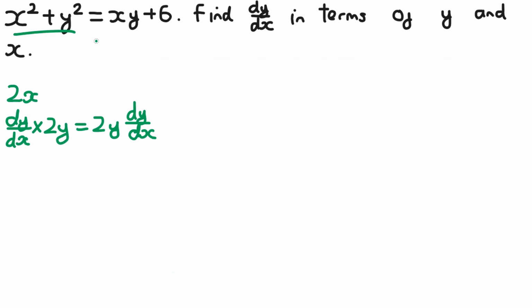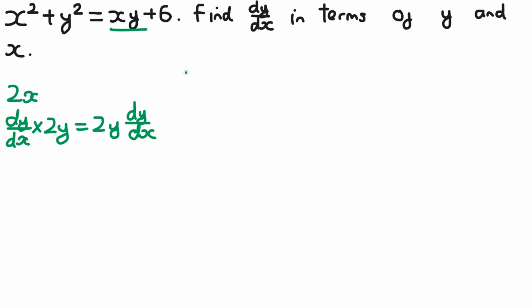So that's the terms on this side differentiated, and if we differentiate the terms on this side, if you differentiate xy, again, I've already gone through this in this video, we use the product rule. We say that u is equal to x, du over dx is equal to 1, and then v is equal to y, so dv over dx is equal to dy over dx. So then we get x dy over dx plus y when we differentiate xy. And then if you differentiate 6, remember when you differentiate any constant it's just 0, so this just goes away.